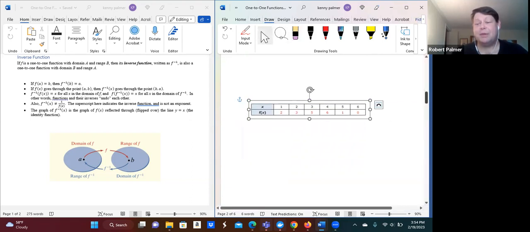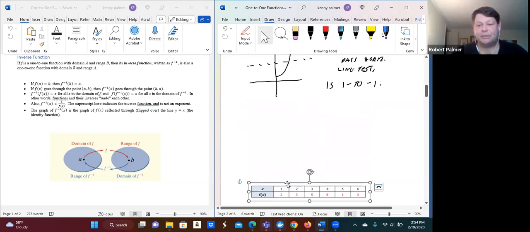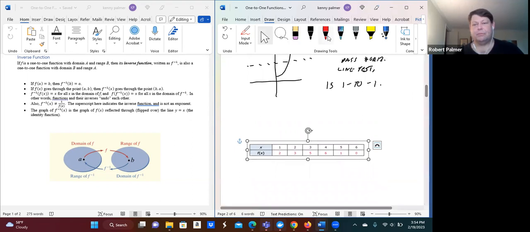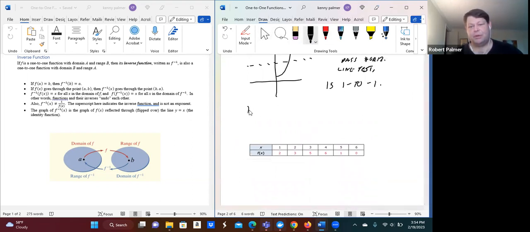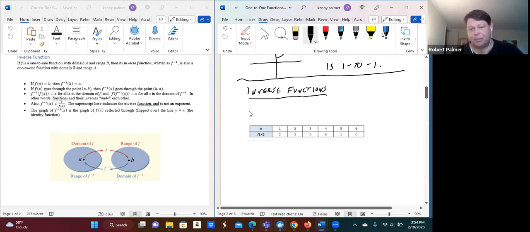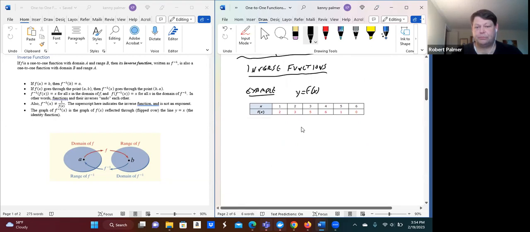So here is a function in table form, and we'll work with this a bit. Here we're looking at, let's draw a line to separate this. Now we're looking at inverse functions. Okay. Let's start with this example. We have this function, y equals f of x. This time it's in the form of a table instead of a graph or an equation. All right. Let's look at a couple of examples from this.